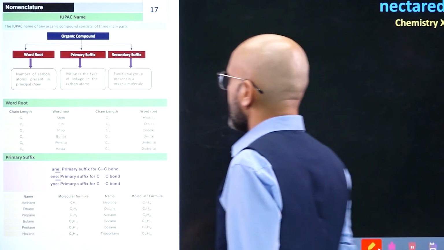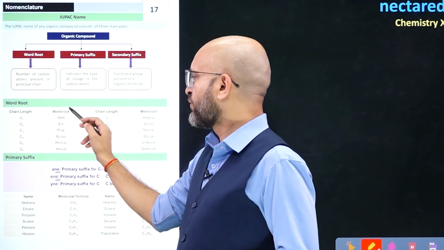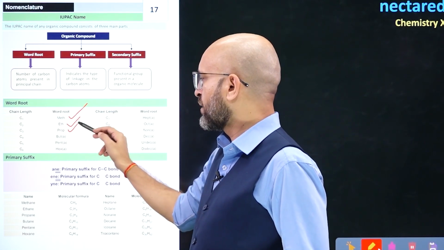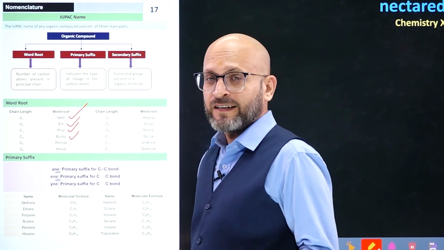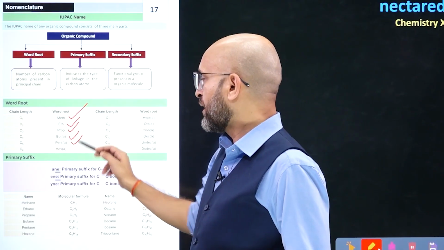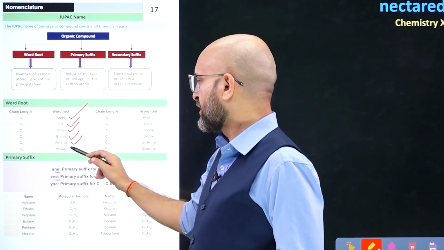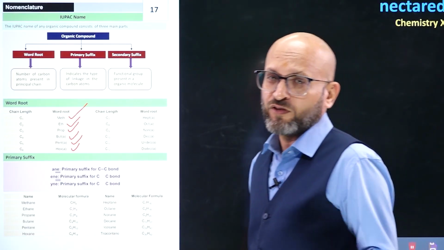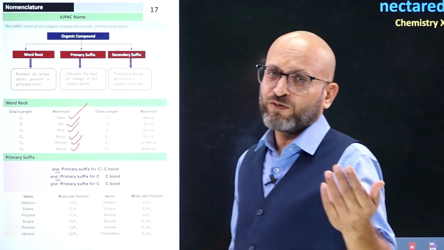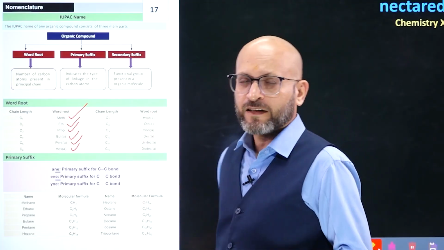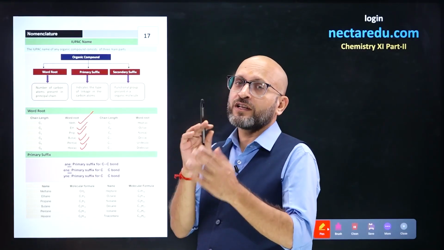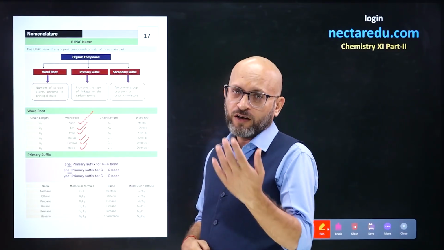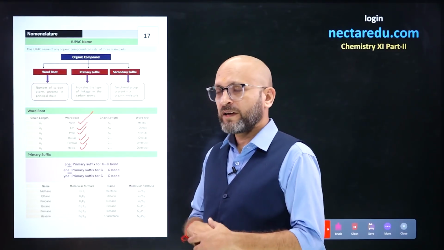For example, if we have 1 carbon, the word root is meth. If you have 2 carbons, eth; 3 carbons, prop; 4 carbons in the compound, but; 5 carbons in the compound, pent; 6 carbons in the compound means hex; 7 is hept, 8 is oct, 9 is non, 10 is dec, undec, dodec, tridec. We go on like that. So we must know the root words. So we have to remember the root words, what we call according to the number of carbon atoms.